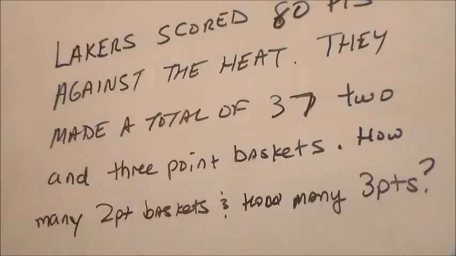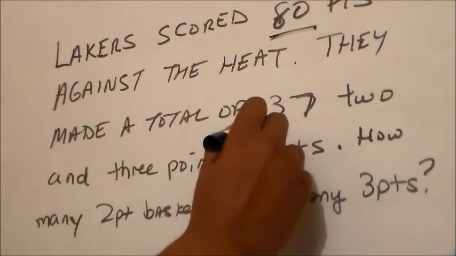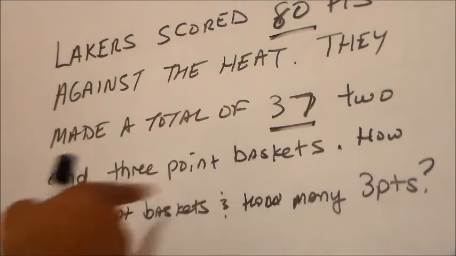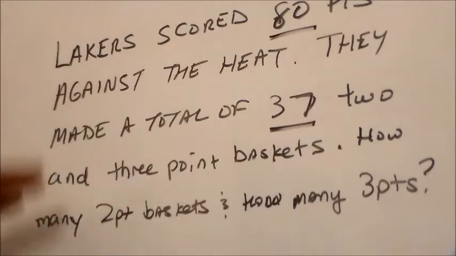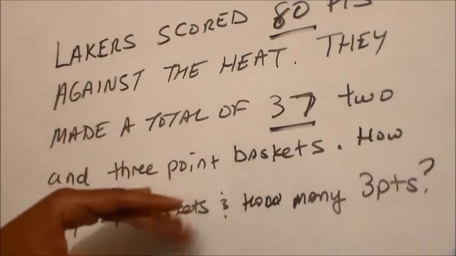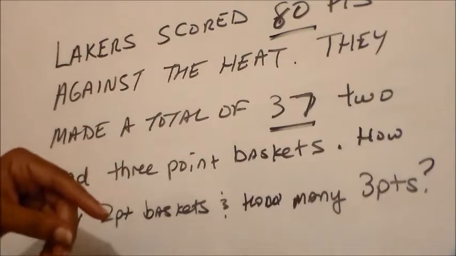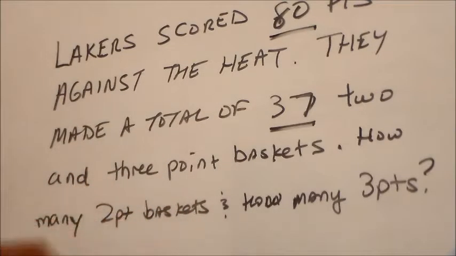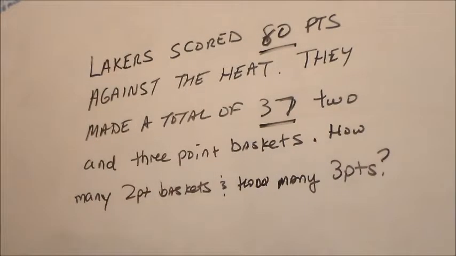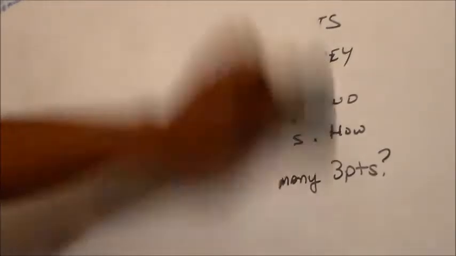They made a total of 37, 2 and 3-point baskets. So again, the Lakers scored 80 points and they scored a total of 37, 2 and 3-point baskets combined. So they threw some 2-pointers and they threw some 3-pointers. And the question is asking us, how many 2-point baskets did they make and how many 3-point baskets did they make? Okay, it's not too bad. So you could pause there and work it out. And then let's just see what we got.